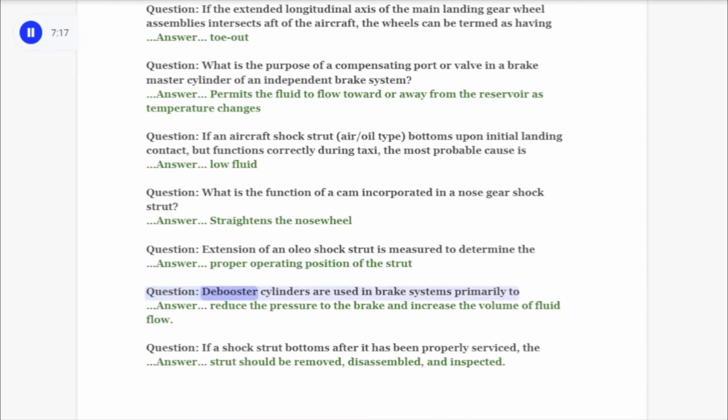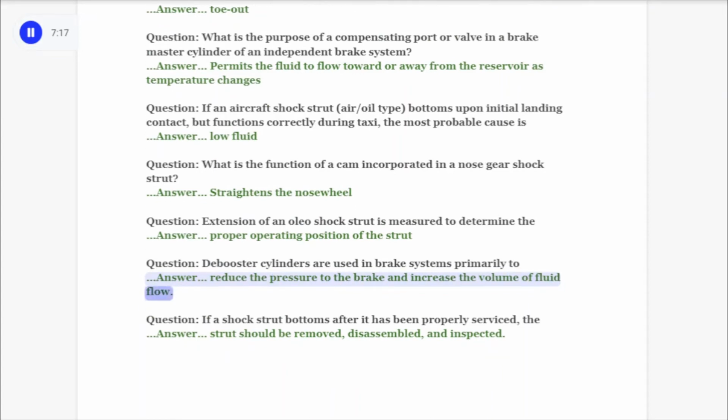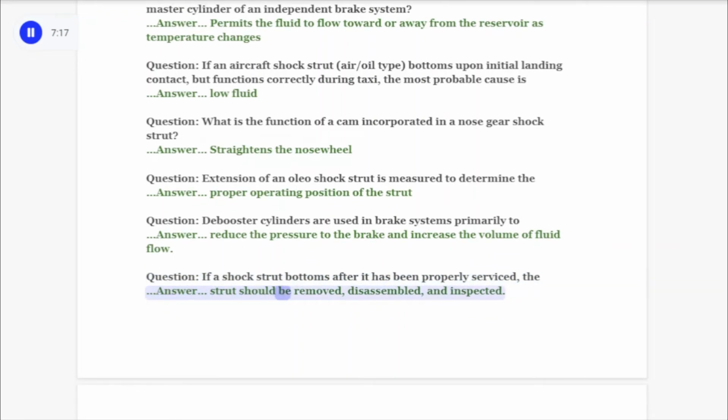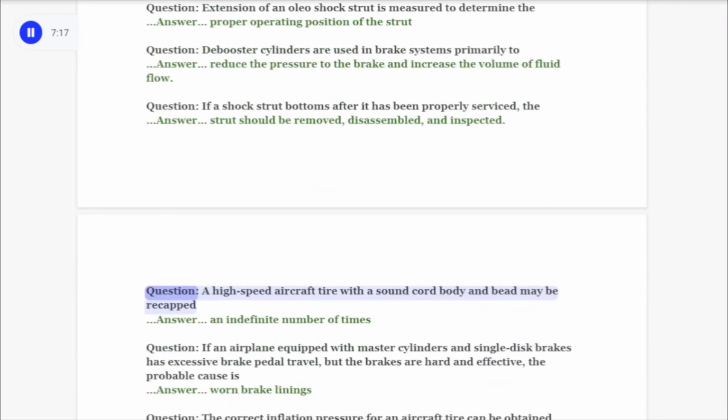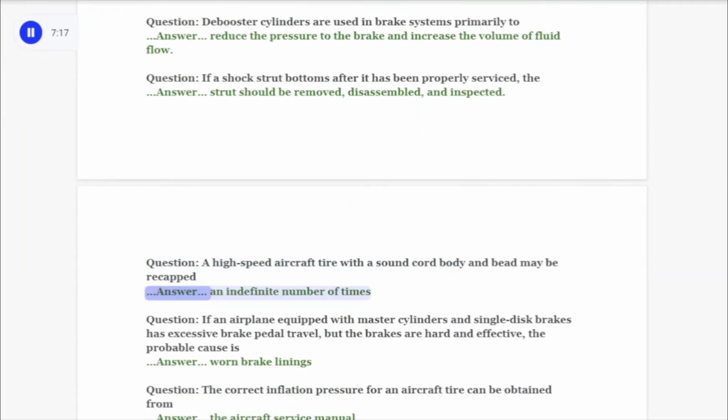Question: debooster cylinders are used in brake systems primarily to. Answer: reduce the pressure to the brake and increase the volume of fluid flow. Question: if a shock strut bottoms after it has been properly serviced, the. Answer: strut should be removed, disassembled, and inspected. Question: a high-speed aircraft tire with a sound cord body and bead may be recapped. Answer: an indefinite number of times.